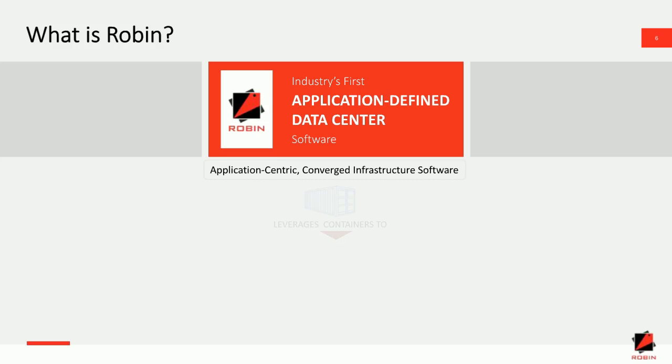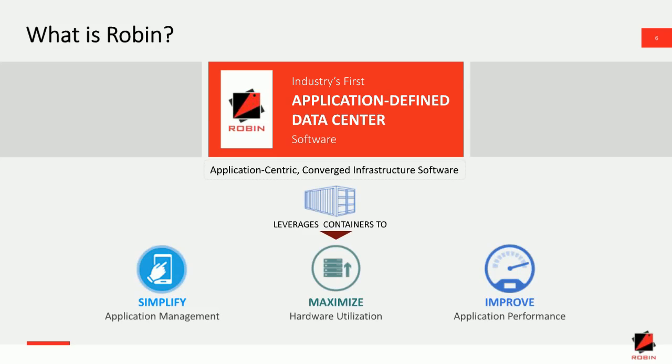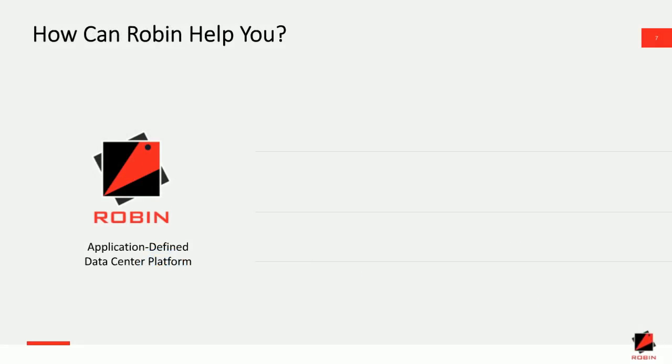The second aspect is the application centricity. Containers, by definition, are application-aware. They were designed to ease the deployment and management of apps. And so Robin is leveraging container technology to simplify application management, to improve your application performance, and also maximize your hardware utilization, right? So what does that mean?